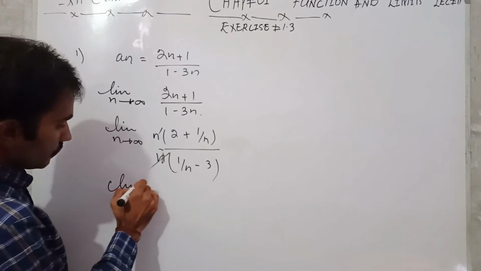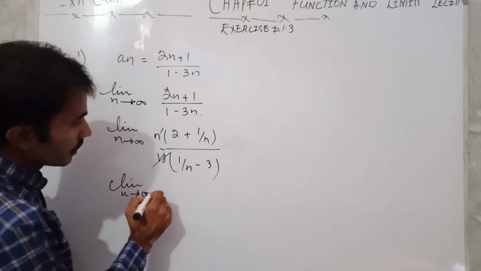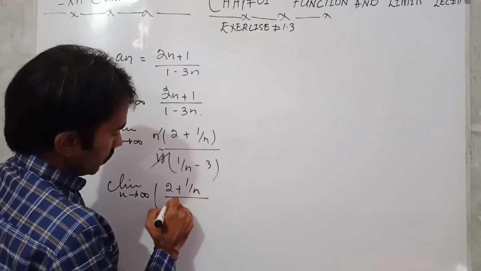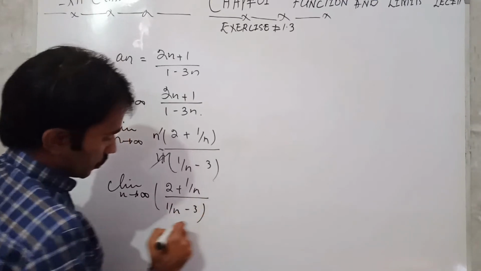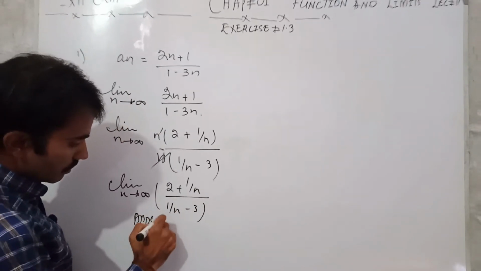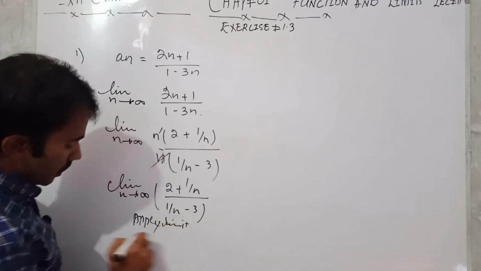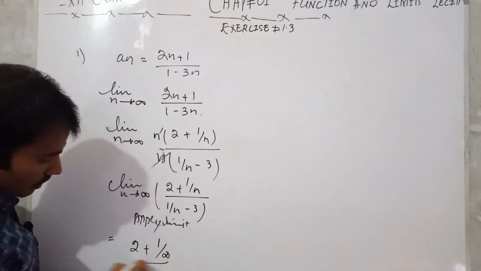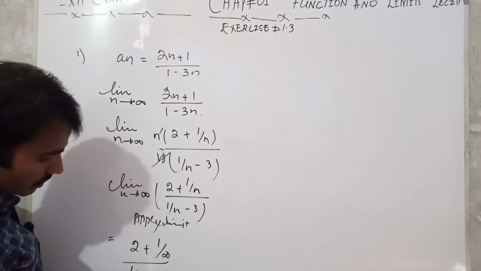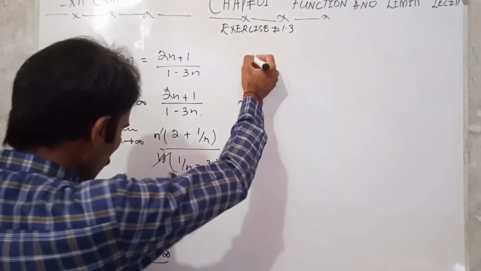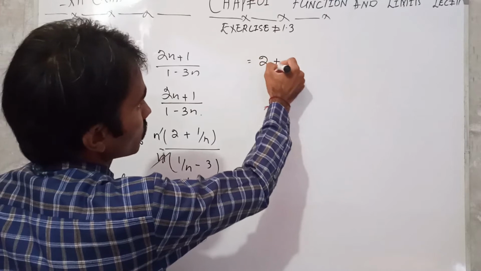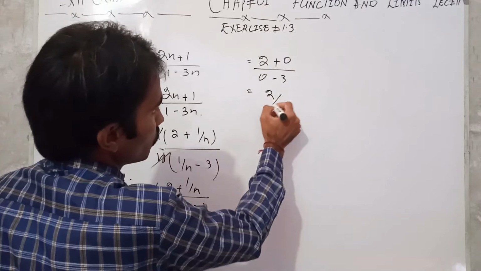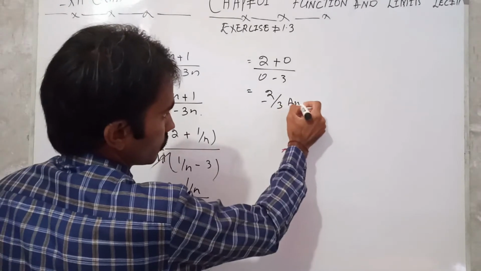So the limit as n approaches infinity of (2 + 1/n) divided by (1/n - 3). Now we apply the limit: 2 plus 1 divided by infinity, and 1 divided by infinity minus 3. Anything upon infinity is equal to 0. So it will be 2 plus 0 divided by 0 minus 3, which is 2 by minus 3. This is the answer.